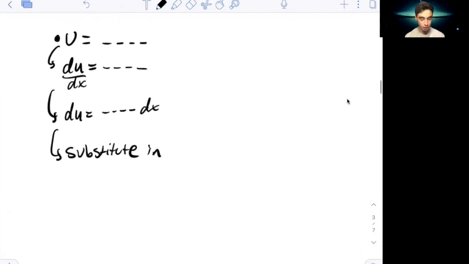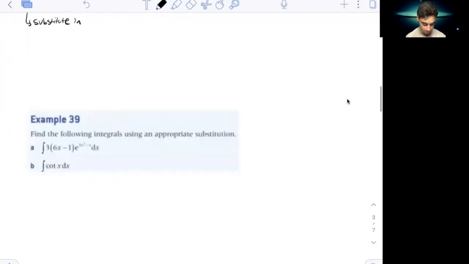Okay, so what do you do for u substitution? Basically, you make u equal to whatever you're substituting. Then you find the derivative of that. So this is the derivative. And then you just multiply the dx to the other side. Simple as that. And then you just substitute that in. So let's hop right into a problem.